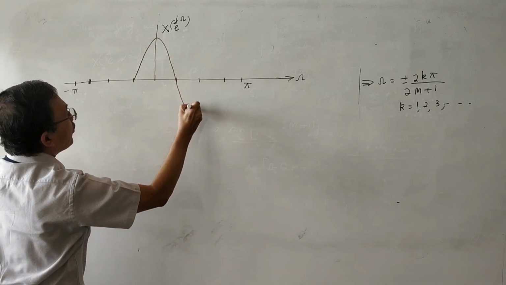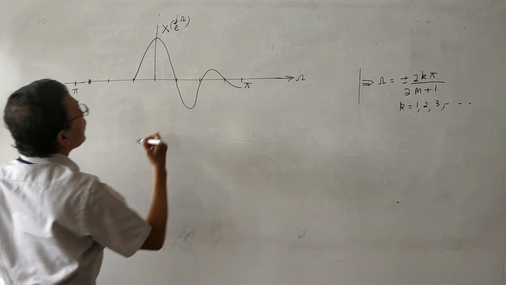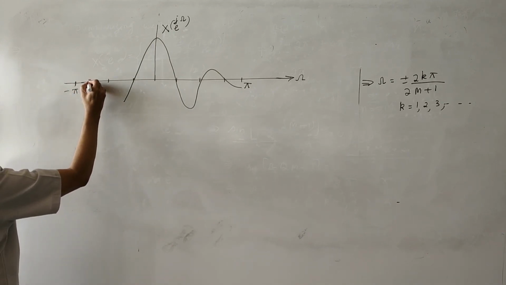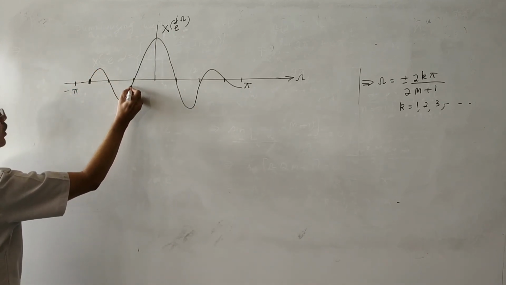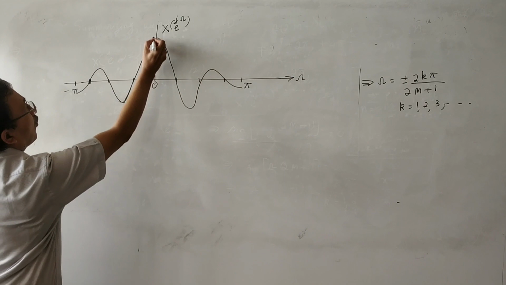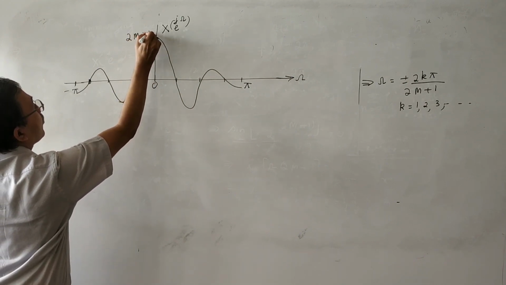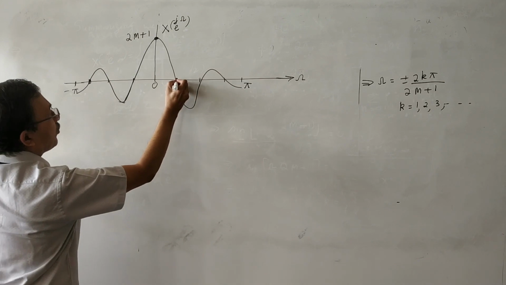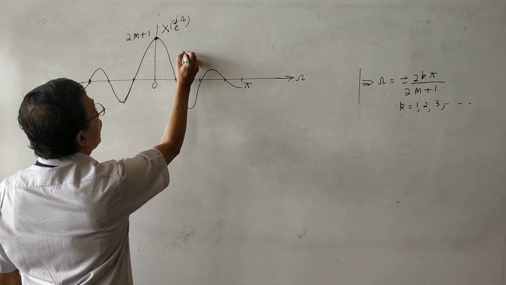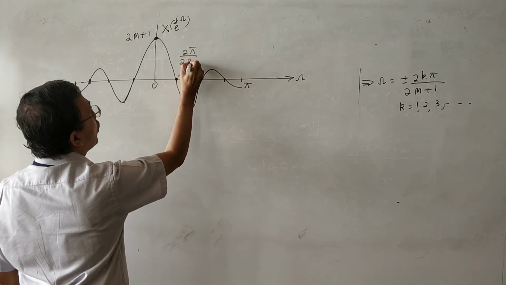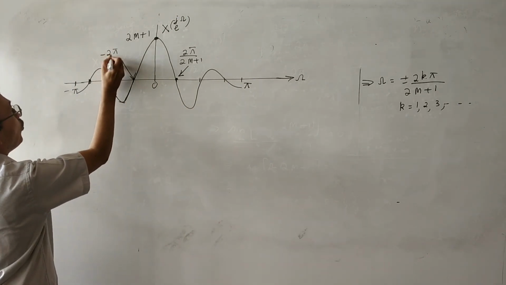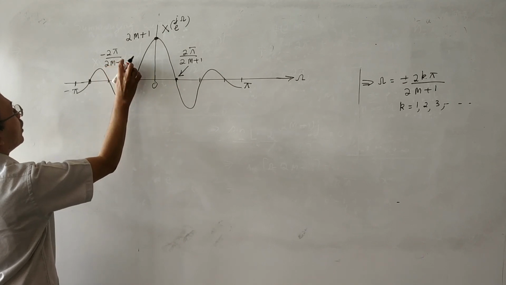The oscillations keep decreasing. This figure is even symmetric. When omega is 0, the value is 2M plus 1. This is called the first zero crossing. This takes place where, when you put K equal to 1, what do you get? You get 2 pi divided by 2M plus 1. The minus sign accounts for this zero crossing, which is minus 2 pi divided by 2M plus 1.